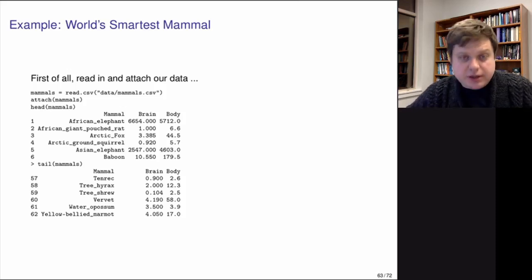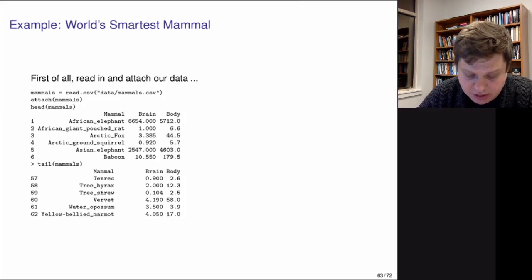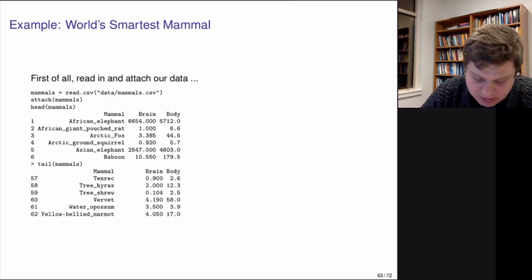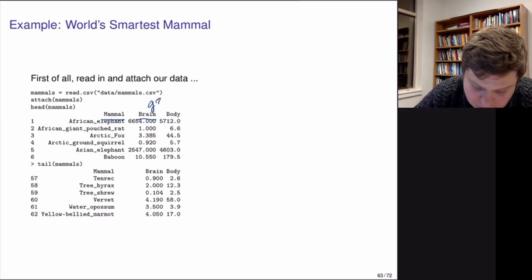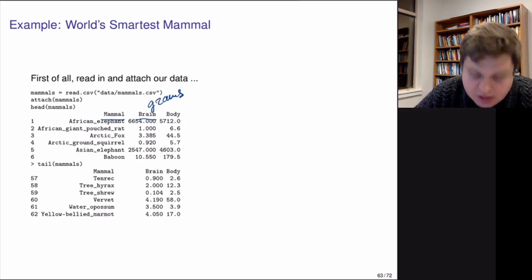Let's look at a concrete example where we can apply those transformations to make things linear. We're going to look at the mammals data set. And the mammals data set has 3 columns. So the name of the animal, then the size of the brain measured in grams, and then the size of the body measured in kilograms.